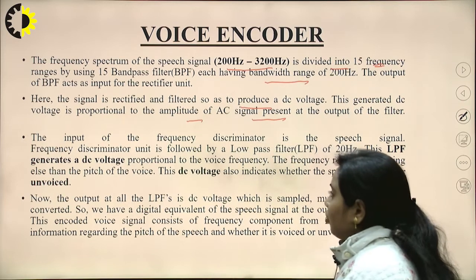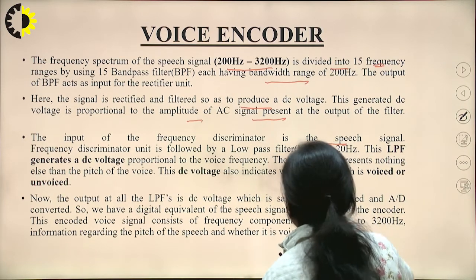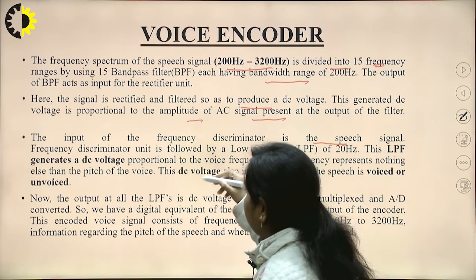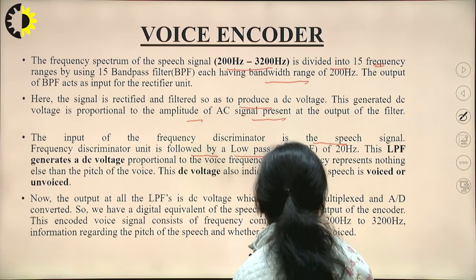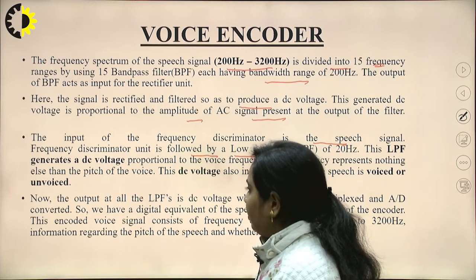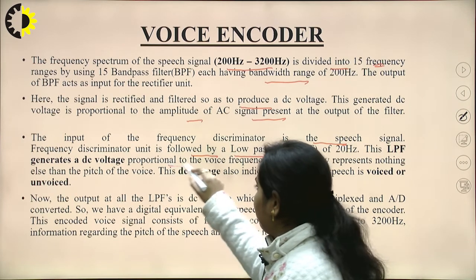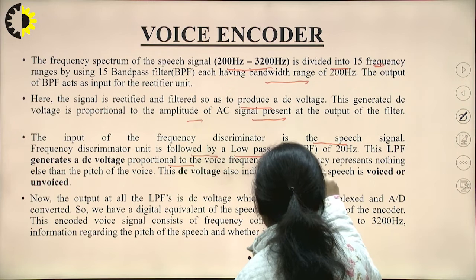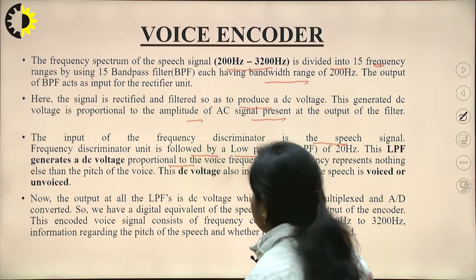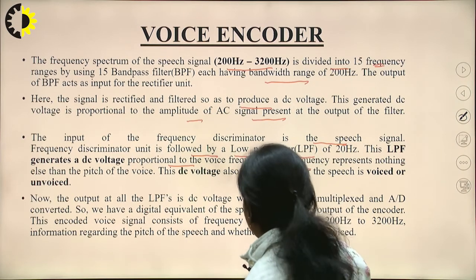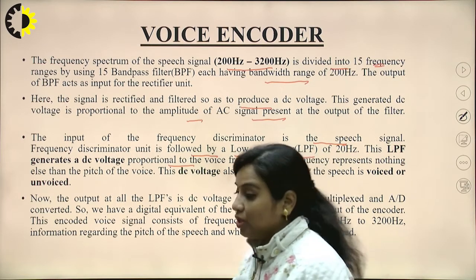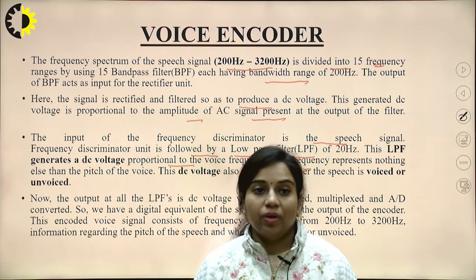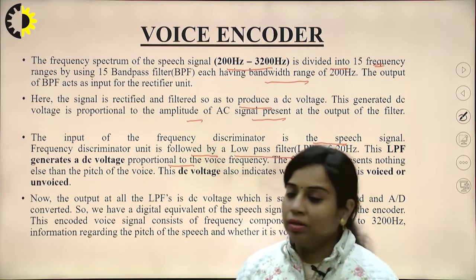The input of the frequency discriminator is the speech signal. The frequency discriminator is followed by a low pass filter of 20 hertz. This low pass filter generates a DC voltage proportional to the voice frequency, which represents the pitch. This DC voltage indicates whether the speech is voiced or unvoiced.